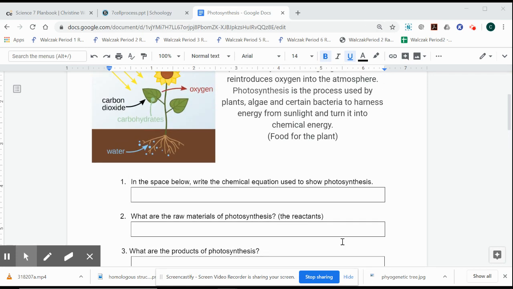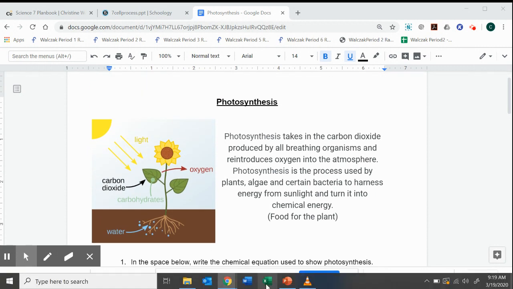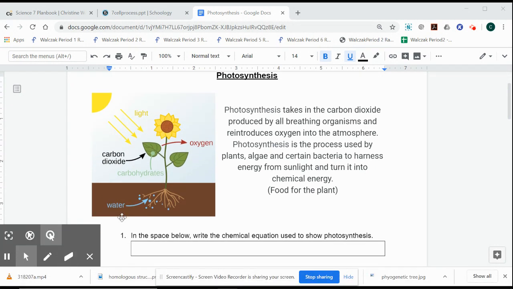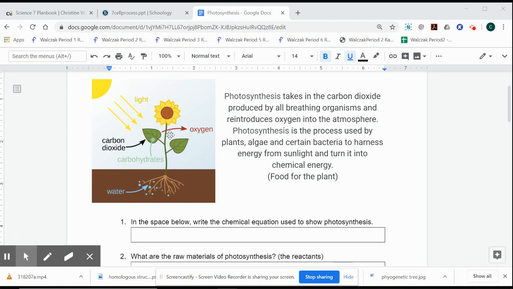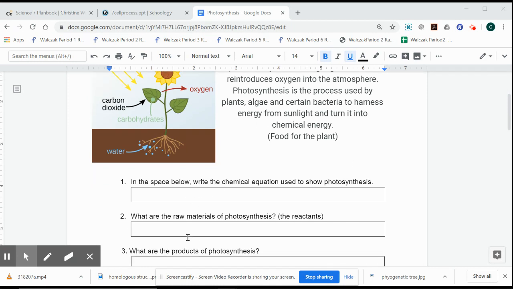So we're starting out today with going over the assignment from yesterday. If you looked at this yesterday, you saw that there was a picture of what looks like a sunflower undergoing photosynthesis. Then you had a little information and you were supposed to answer these questions. So let's go through the questions really quickly.